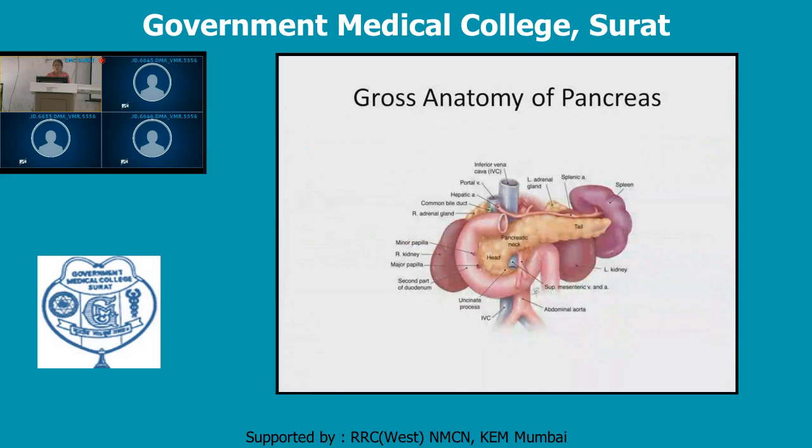Now see the gross anatomy of the pancreas. If you open the anterior abdominal wall and see the different organs, you cannot see the pancreas because it is anteriorly covered by many different viscera and lies on the posterior abdominal wall. It is a very deeply placed structure on the posterior side. So the pancreas lies in the concavity of the duodenum and is a transversely placed structure.